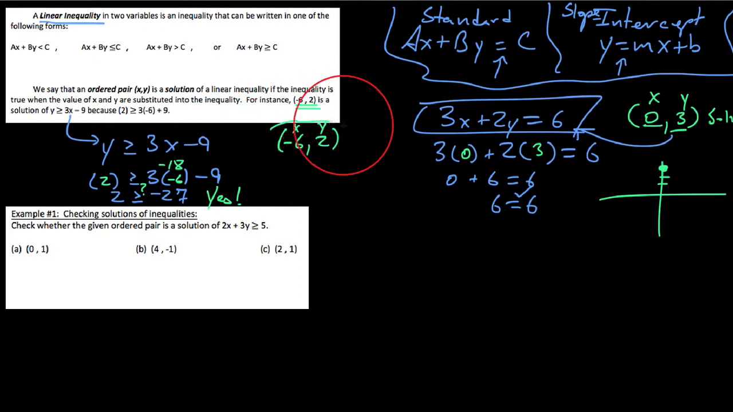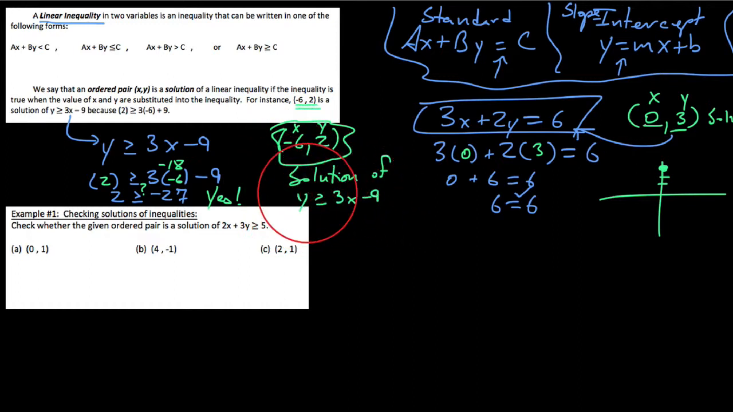Okay, so what this means is basically this is a solution of y is greater than or equal to 3x minus 9, because when we plug it in, it causes it to be true. So here's what we're going to do in this very last example here.